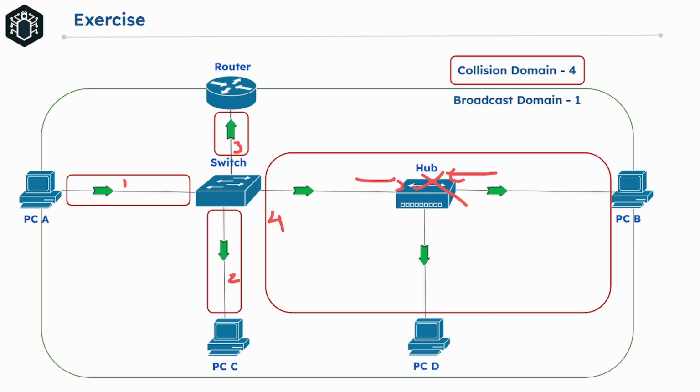Moving forward, now the broadcast domains. Only routers break broadcast domains. Here we have only one router. So every device can receive broadcasts, which are denoted as green arrows in this diagram. So there is one broadcast domain.